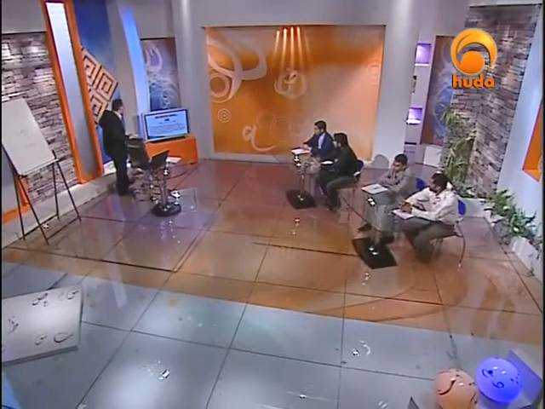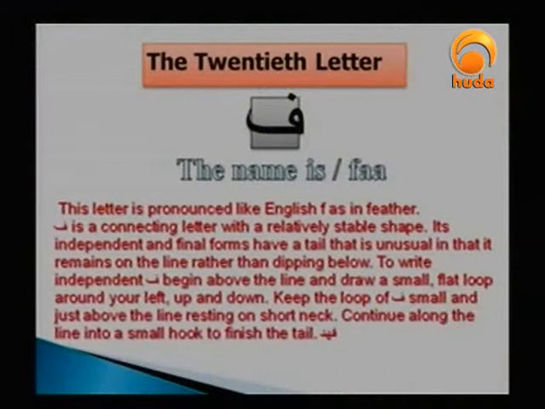Well, let me just read the slide. This letter is pronounced like the English F, fa, as in feather, which is a connecting letter with a relatively stable shape. Its independent and final forms have a tail that is unusual in that it remains on the line rather than dipping below. To write independent fa, begin above the line and draw a small flat loop around your left, up and down. Keep the loop of fa small and just above the line, resting on the short neck. Continue along the line into a small hook to finish.